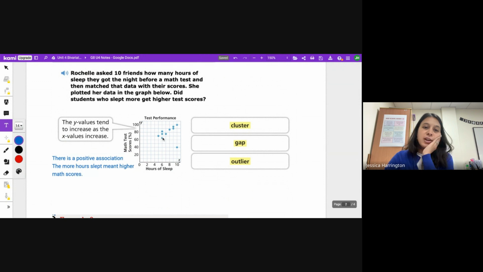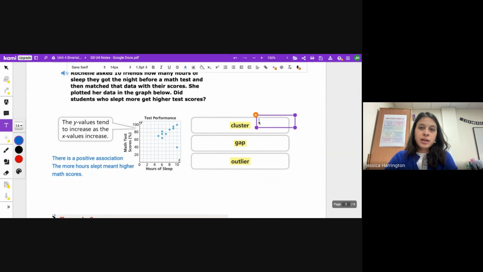If we look, it tends to look like the more you sleep, the higher the score. This person that slept 10 hours had the highest score versus the 4 to 6 hours, they had lower scores. So there is an association, but there are also some definitions that we need to fill in.